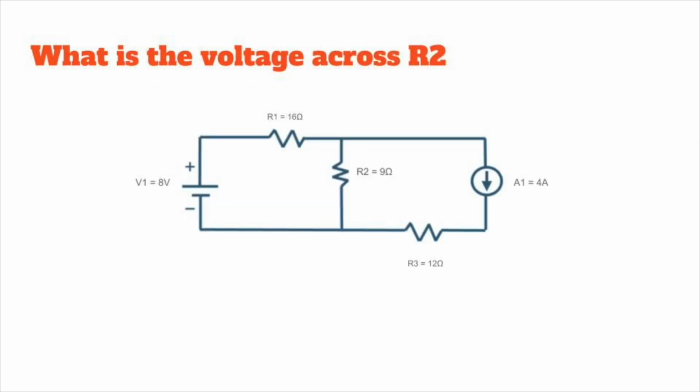To further understand what superposition is, here is a short example of how it is used, where we find the voltage across R2 in this parallel circuit with three resistors, a voltage source, and a current source, where the top node is relative to the bottom node.